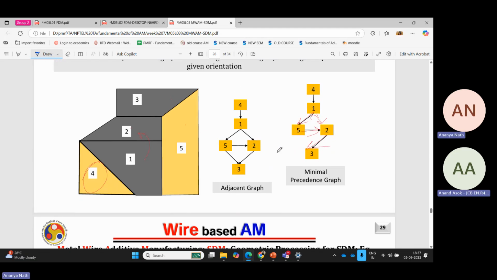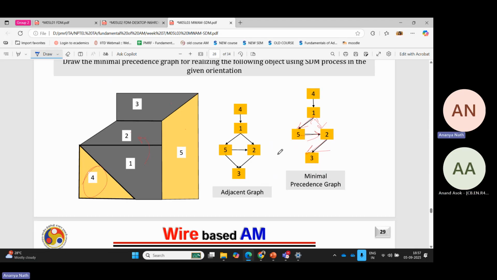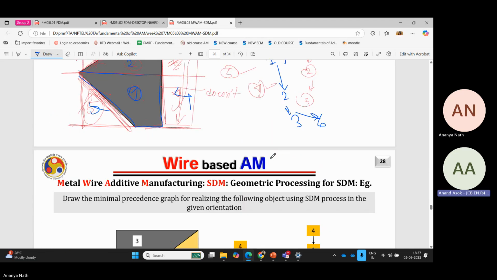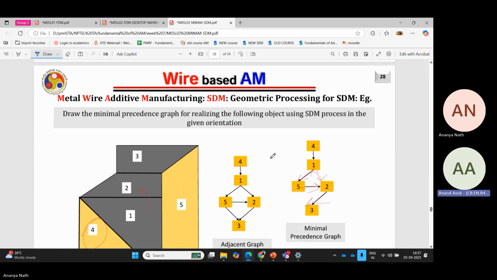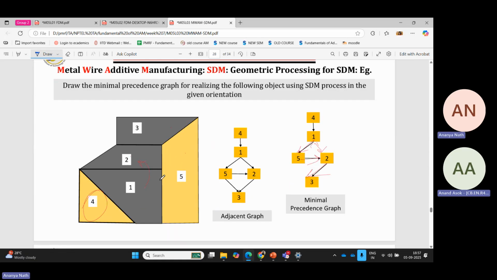Ma'am, does the horizontal line represent each of the segments in this? Sorry, can you repeat? Does the horizontal line represent each of the segments? Yeah, so the part originally looked like this.